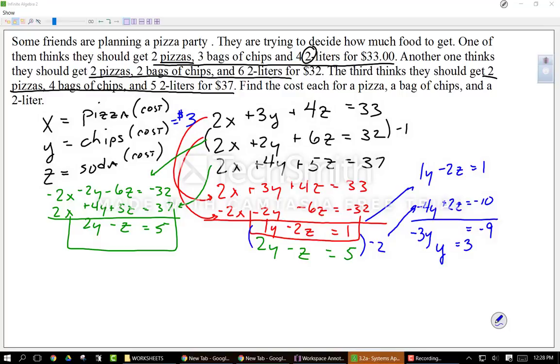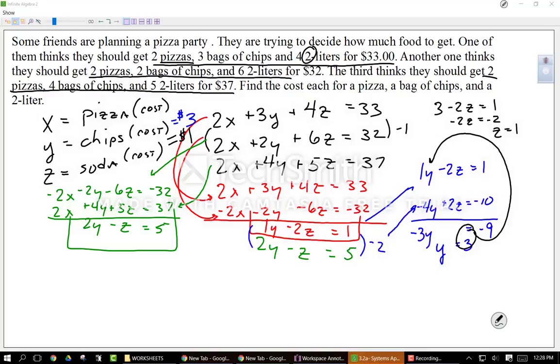So now I'm going to plug that 3 into, say, this equation here. So that's 3 minus 2z equals 1, negative 2z equals negative 2, z equals 1. Well, what does z stand for? Z stands for the cost of a soda. So we know the cost of a soda is $1.